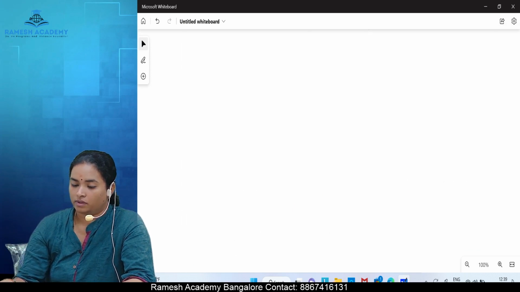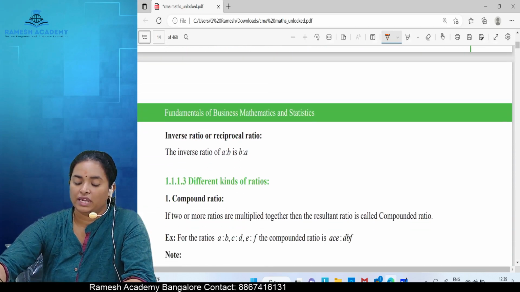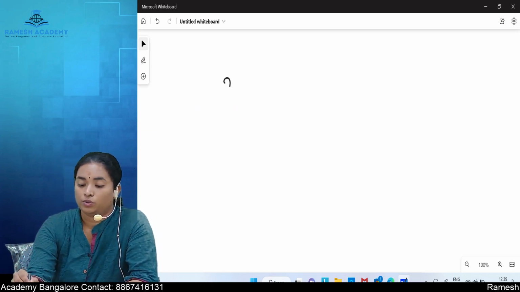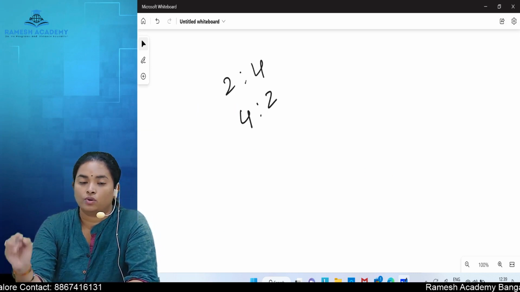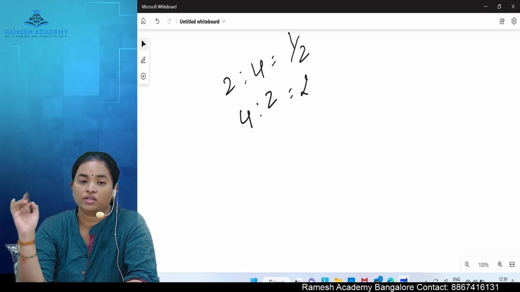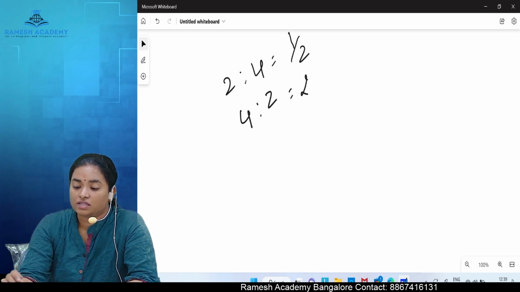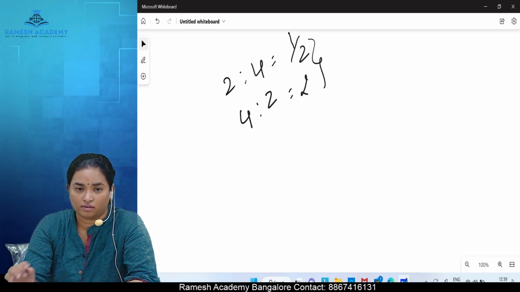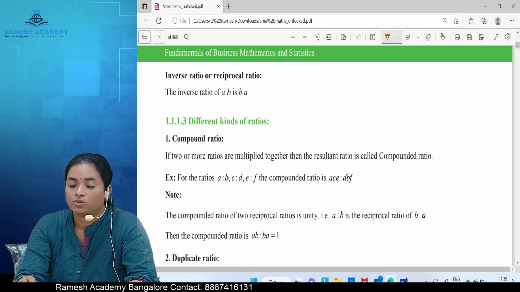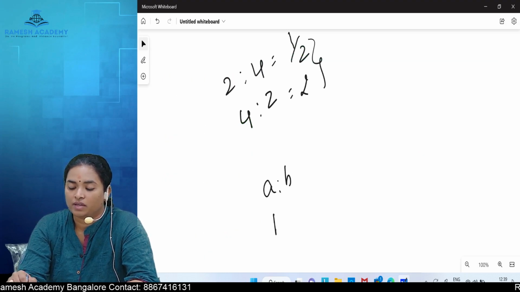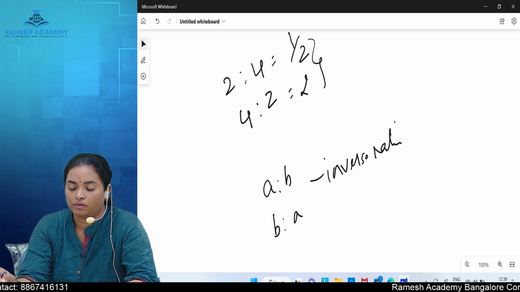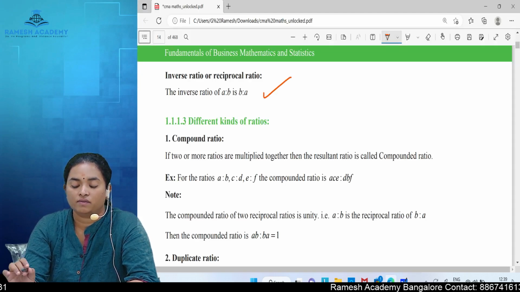Okay, now next we will go to inverse ratios or reciprocal ratios. Once I told you 2:4 and 4:2 are not the same. Okay, because the ratio is 1/2 here, and here the ratio is 2. Now why this concept? By common sense we usually say, oh, this is just the opposite of it, an inverse ratio, right? So that is what we call A:B becoming B:A. We call it inverse ratio.